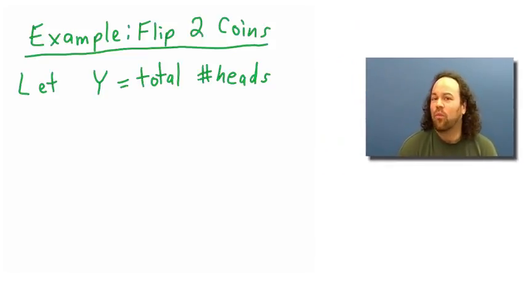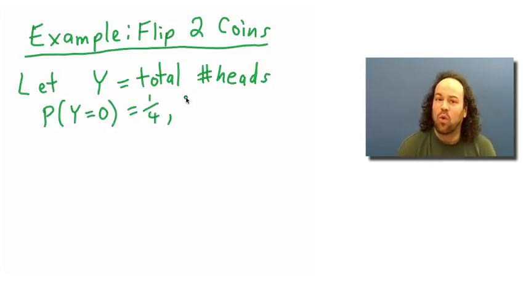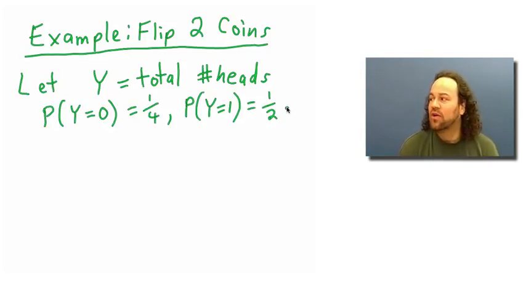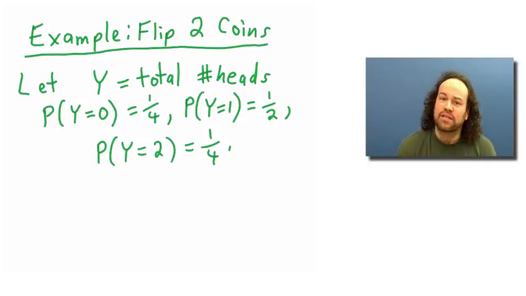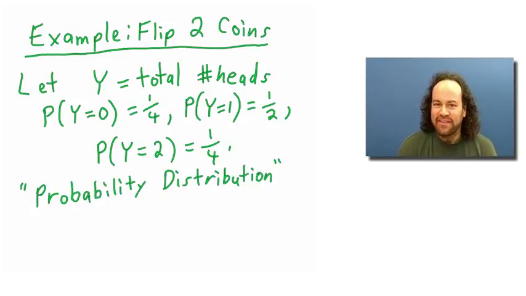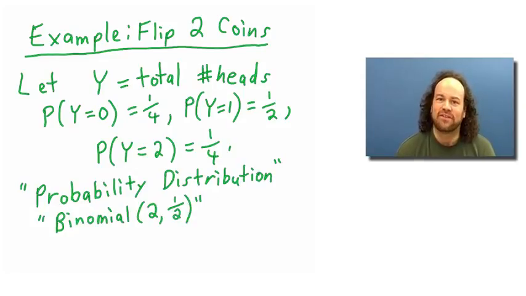So if we flip the coin twice in an experiment, and if we let y be the number of heads, then we already worked out the probabilities. We said the probability that y equals 0 is a quarter, the probability that y equals 1 is a half, and the probability that y equals 2 is equal to a quarter. These numbers add up to 1 and they give us all the probabilities for the random variable y. This is called a probability distribution. And in this case, it's called the binomial 2, 0.5 distribution. So this is a particular name that we give to the distribution.